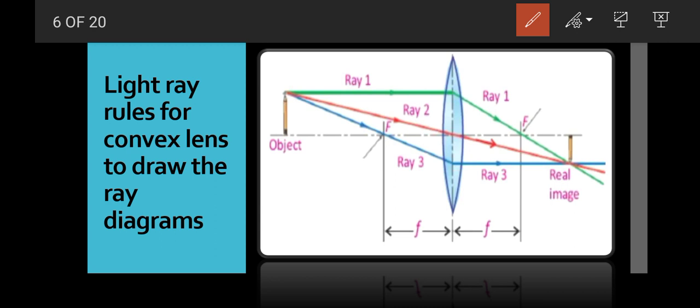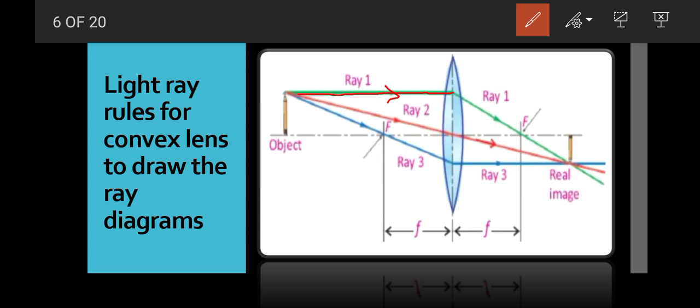Now we will see how the principal rays are drawn. First ray, you can see the green one is parallel to the principal axis. It is incident on the lens, and you can see we have drawn this ray up to the vertical axis, and then after it, refraction is shown. It will bend according to the laws of refraction.